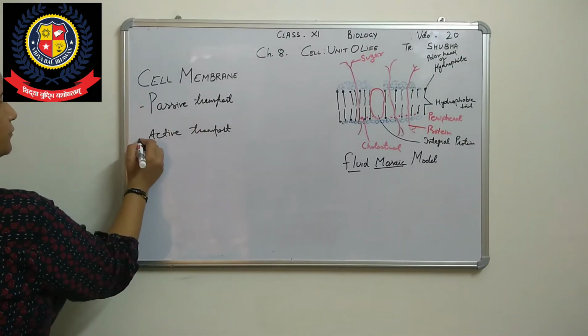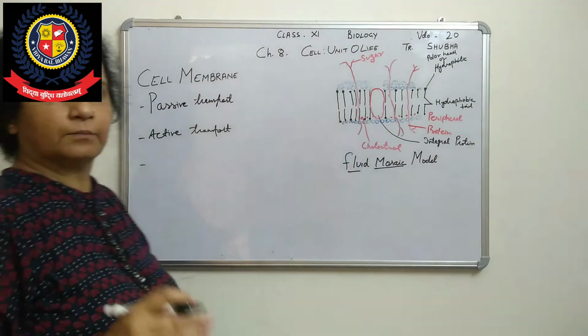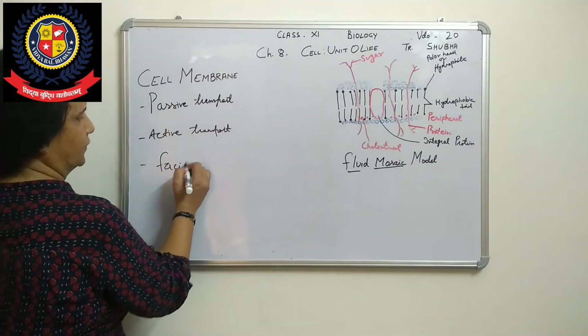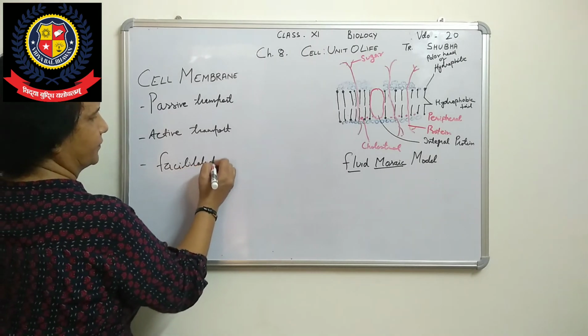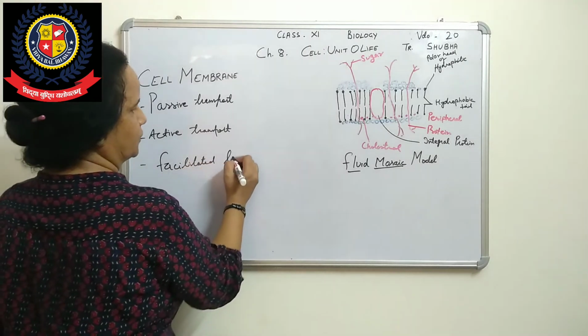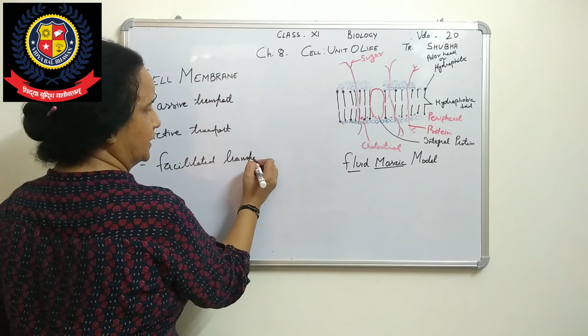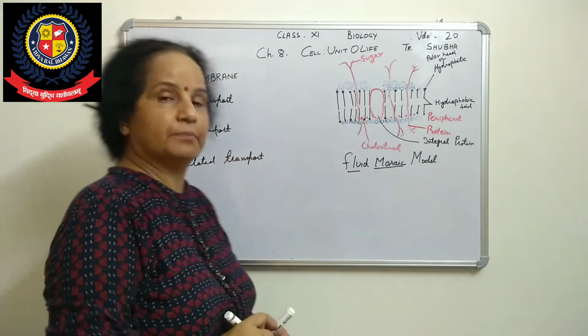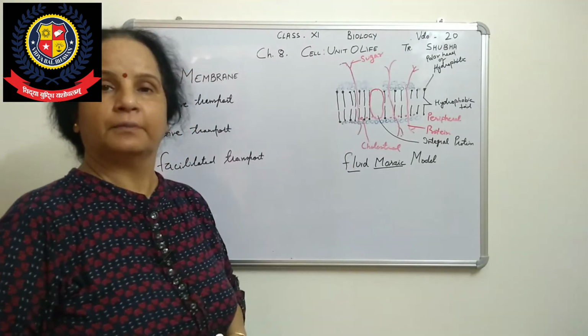Third one is facilitated, where we are providing facility. Facilitated transport. There are three types of transport which are shown by this cell membrane, or this semi-permeable membrane.